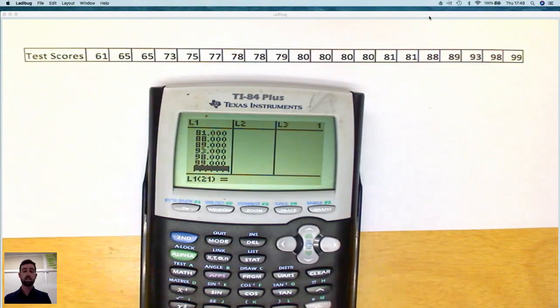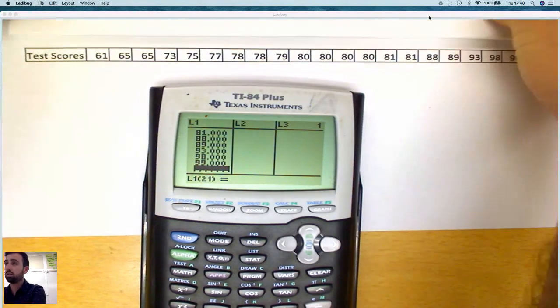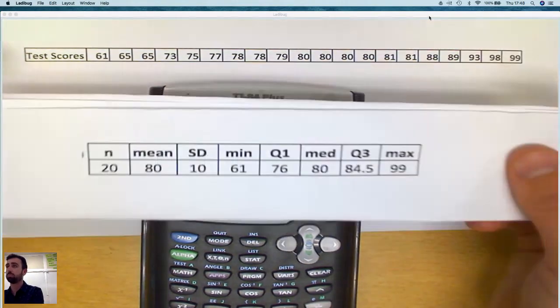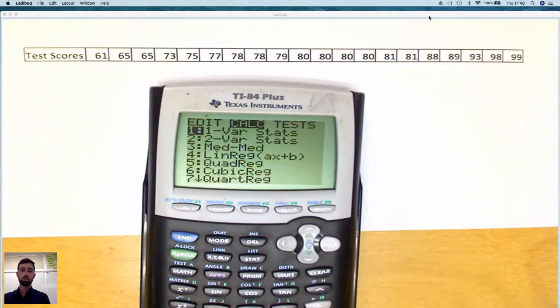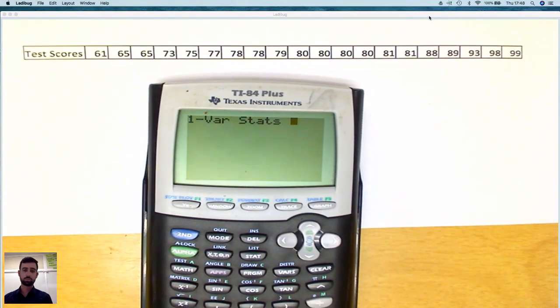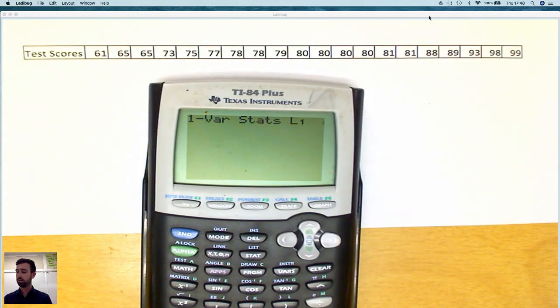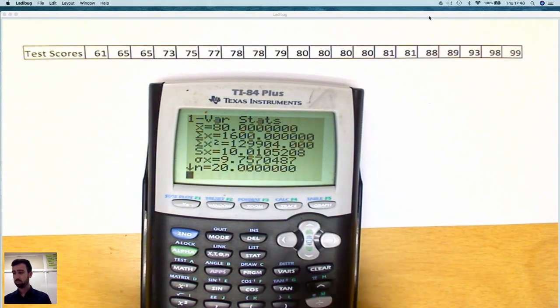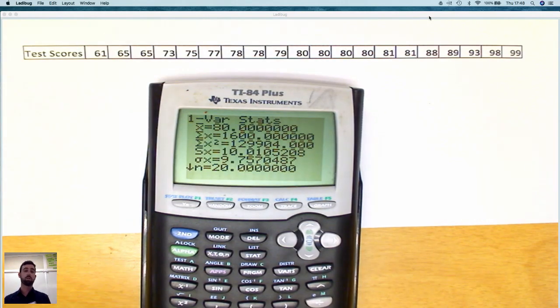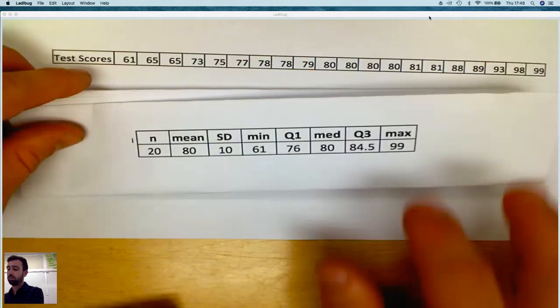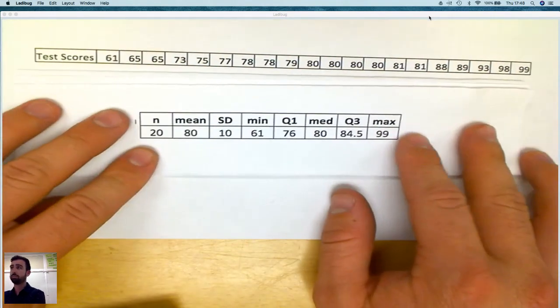Now to run the data on this, we're going to go Stat, Calculate, one variable statistic. Where did you enter your data? I entered it into L1, and Enter. Since I already went over this in our last session, go back and watch the other one if you need help with the calculator. But here is our data.